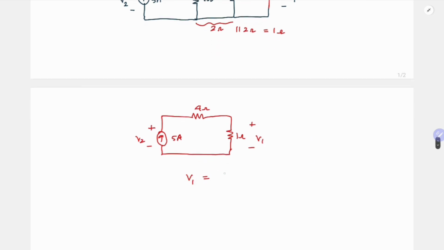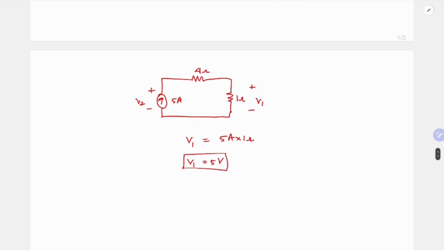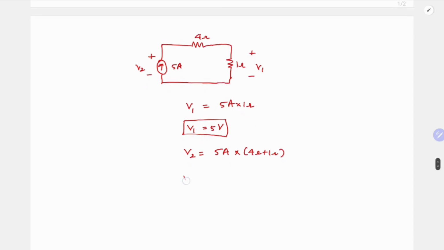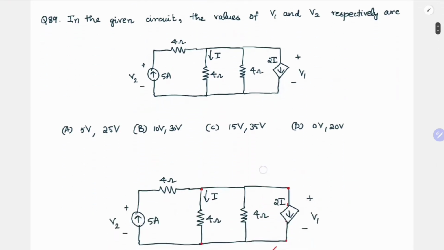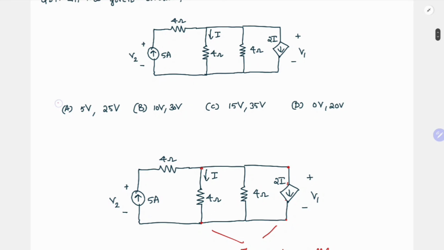So what is V1 now? It is 5 ampere into 1 ohm. V1 is equal to 5 volts. And next, V2 is equal to 5 ampere into 4 ohm plus 1 ohm, which is equal to 5 into 5, which is equal to 25 volts. So my answer is 5 volts and 25 volts, which is option A.